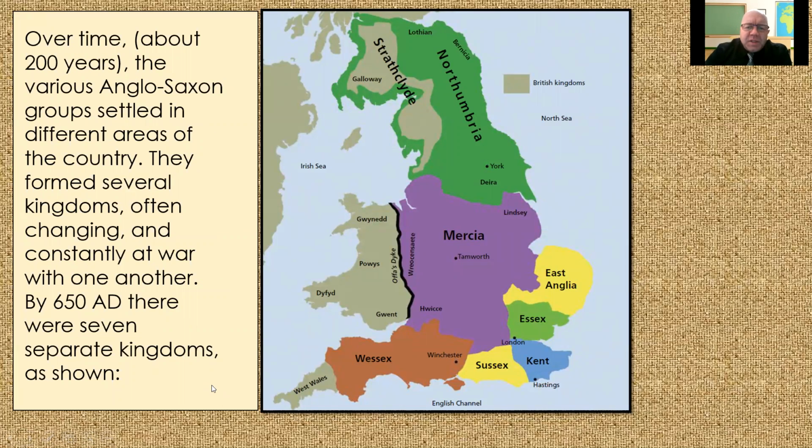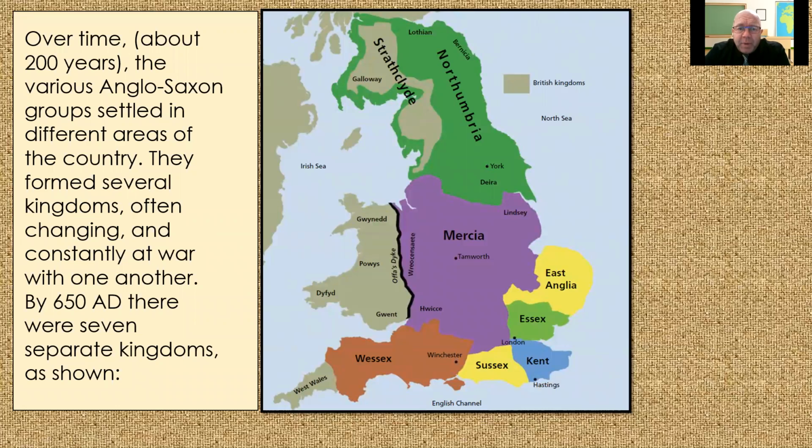Over time, and this took about 200 years, the various Anglo-Saxon groups settled in different parts of the country, and they formed several kingdoms, often changing and constantly at war with each other. By 650 AD, there were 7 separate kingdoms as shown.